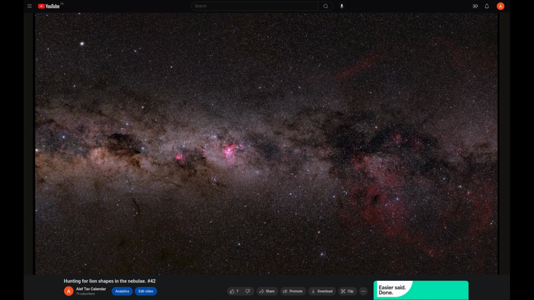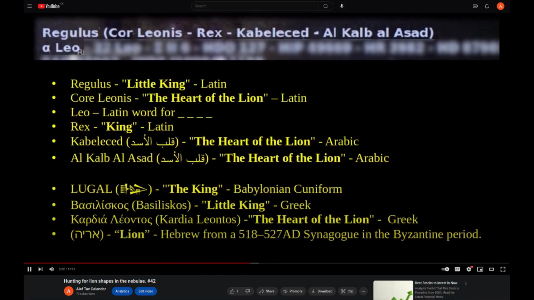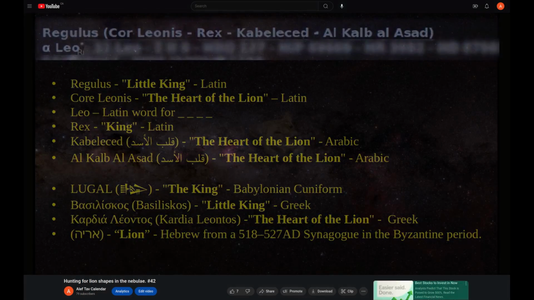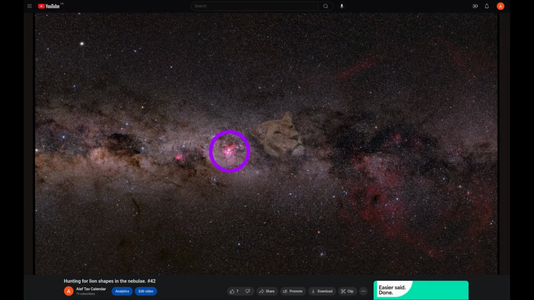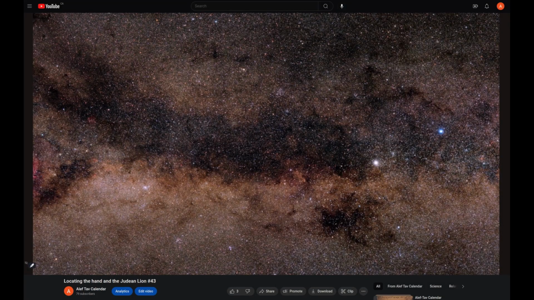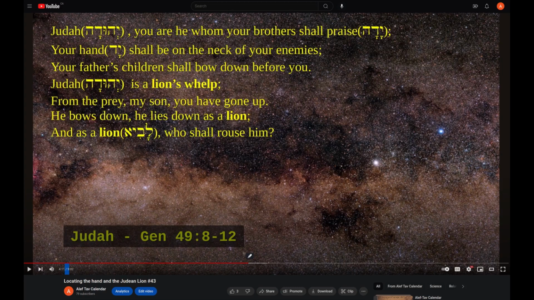In the previous two videos, we used ancient narratives and translated various names to locate a lion and the heart of a lion. Next, we found both a hand and a lion shape in the constellation region of Yod. We then noticed how they may relate to the tribe of Judah by tracing the Hebrew etymology of the word Yod.